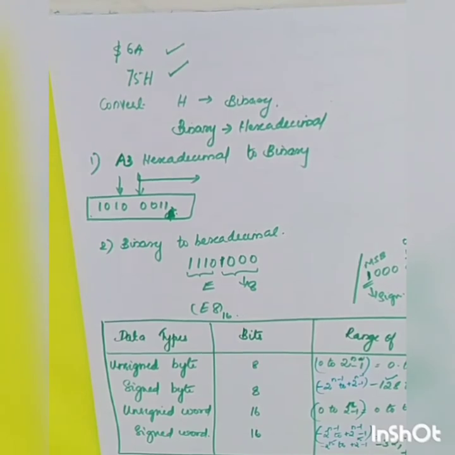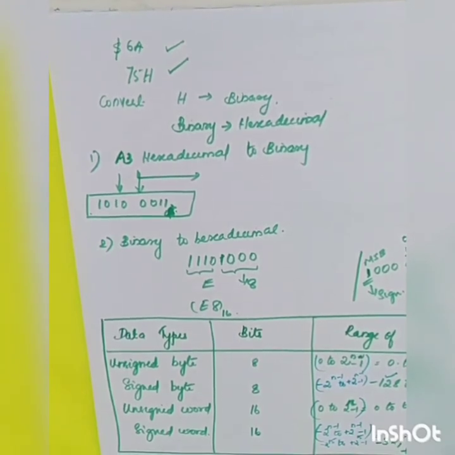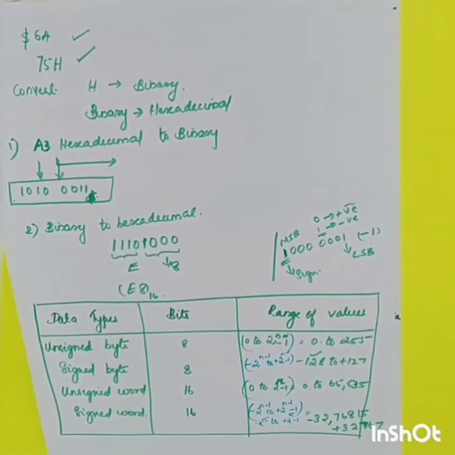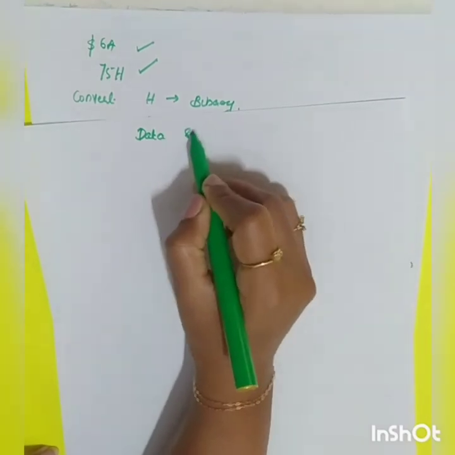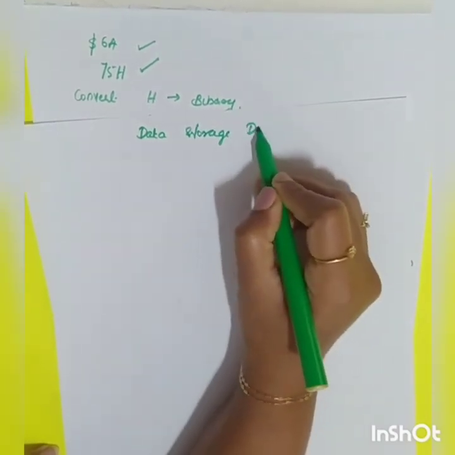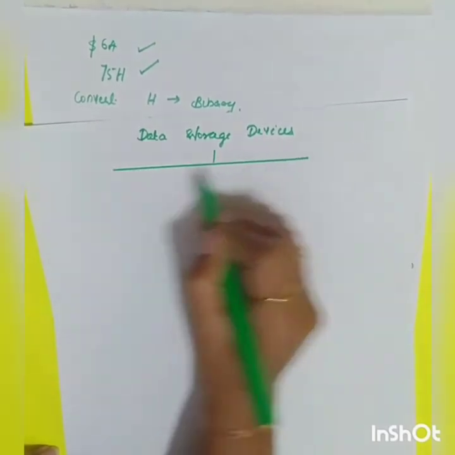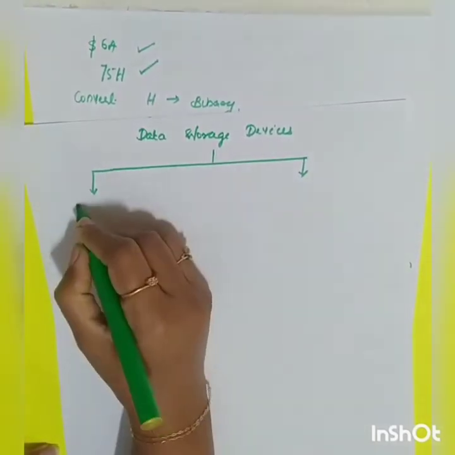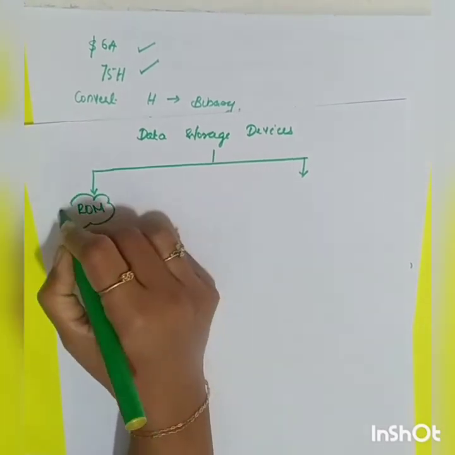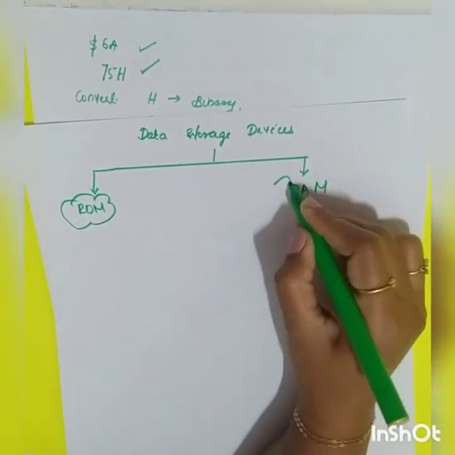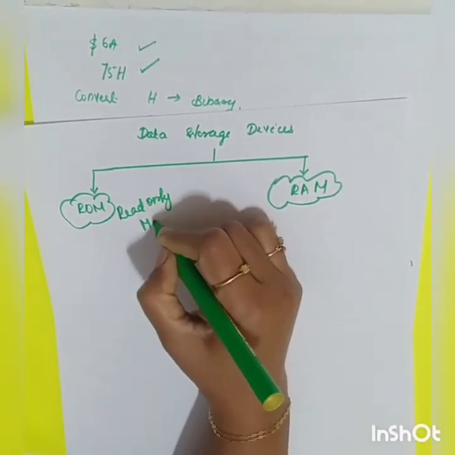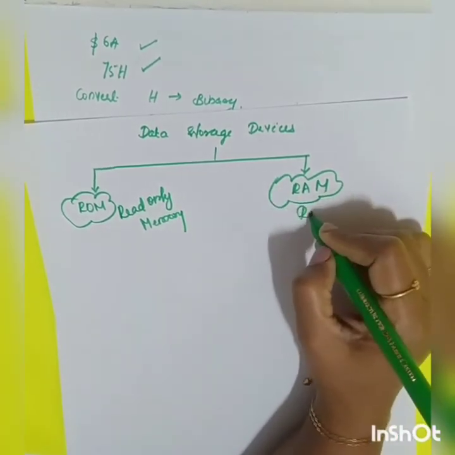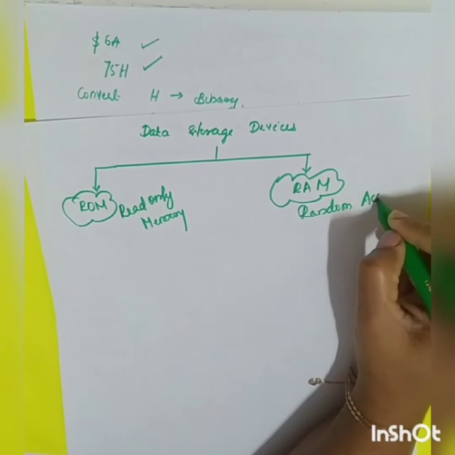Okay. The next topic you are going to study is called data storage. So the two major data storage devices are one is your ROM, read only memory, and the second one is RAM, random access memory.